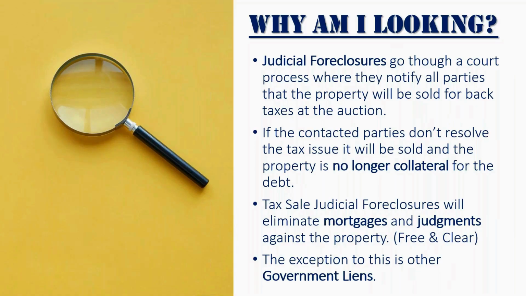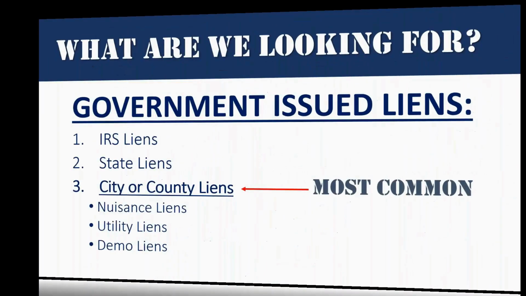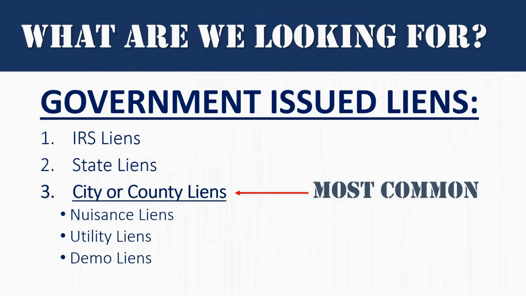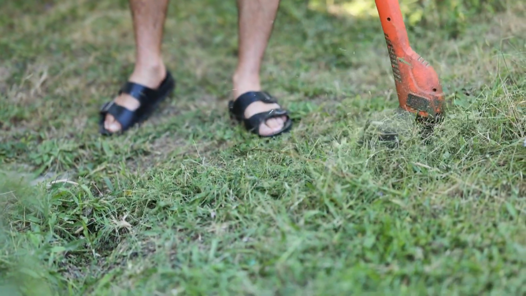This is the last opportunity for any of the parties with interest in the property to pay off the delinquent amount and avoid foreclosure, because once it completes that judicial foreclosure process, like Steve was saying, the property is no longer collateral. So we always want to be aware of any liens that exist against the property. It's possible we see IRS liens and state liens. We come across them on a regular basis, but they probably represent less than 10% of the liens we see. 90% of the liens we see are issued by local cities, counties or municipalities, and they're most commonly things like nuisance liens, utility liens or demolition liens.